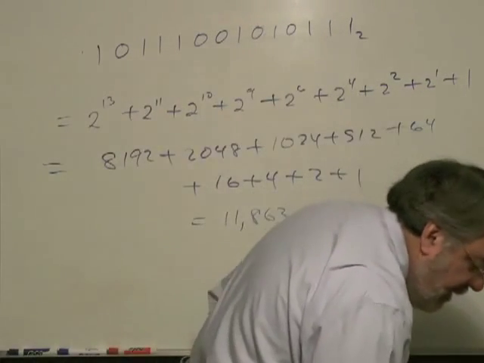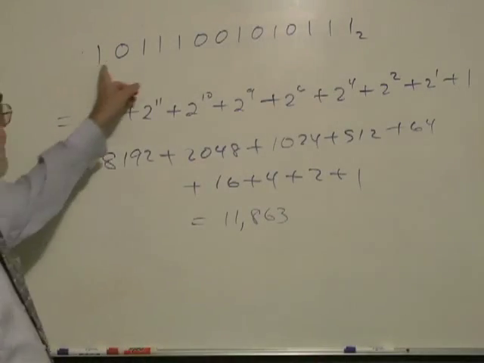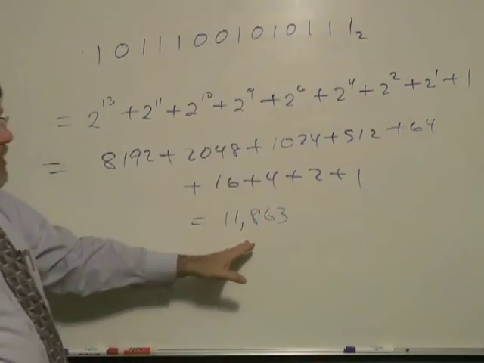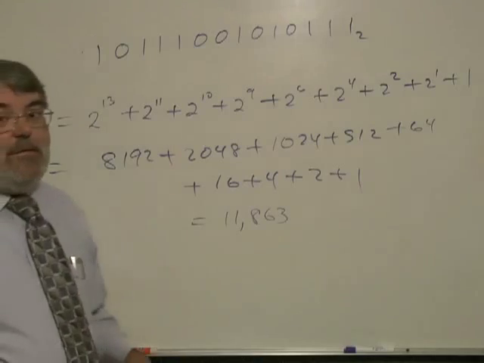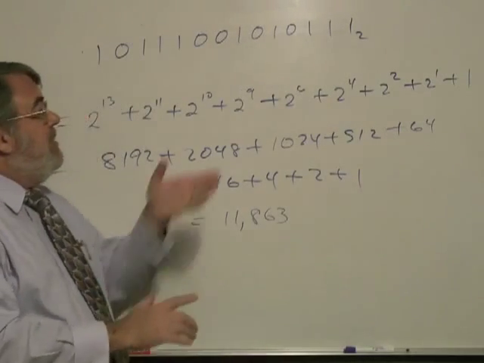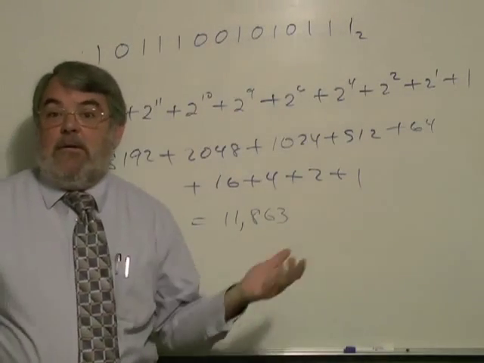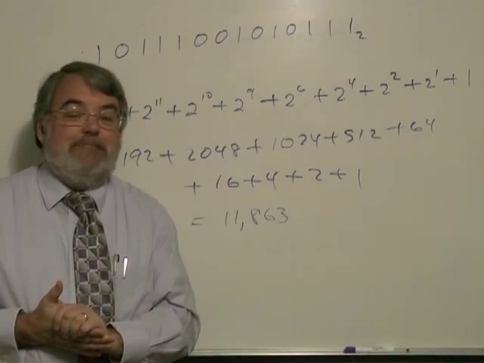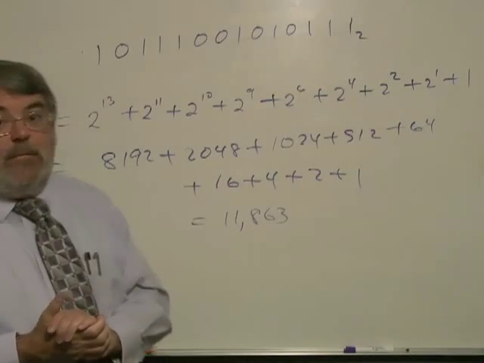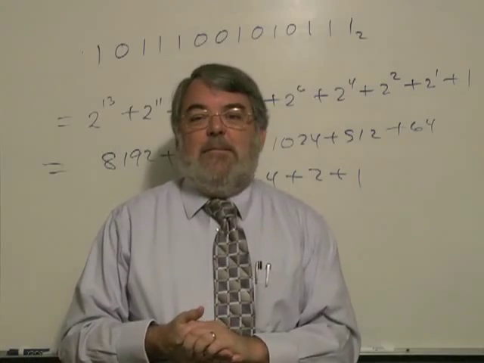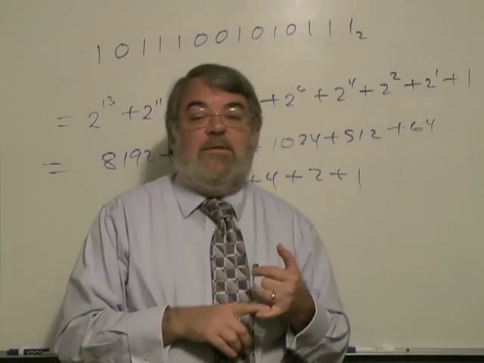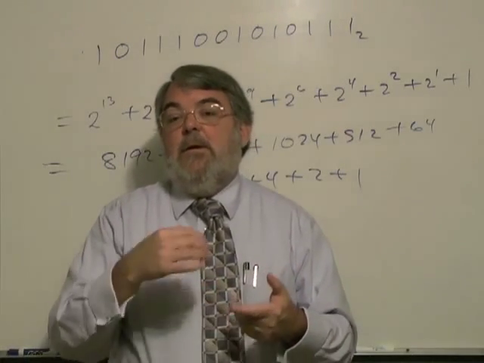All right, so when you think about it, this list looks humongous, but it's only our number, 11,863. So it takes a lot of digits to represent a very large number in base 10. All right, well, I'm going to erase the board again, and now we'll talk about converting from the base 10 system over to base 2.